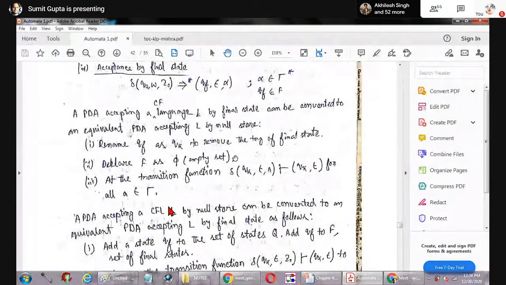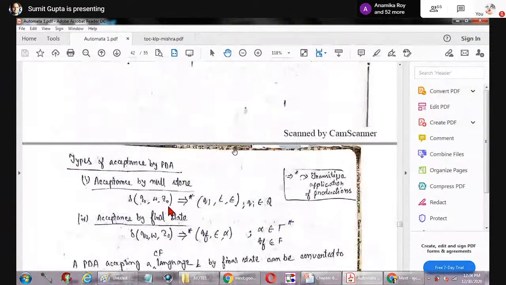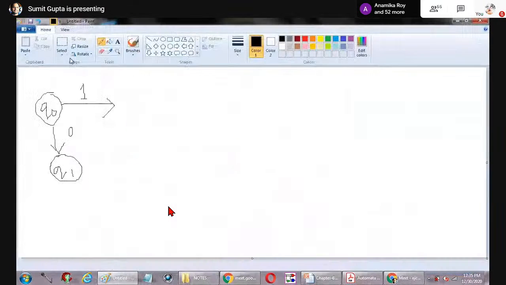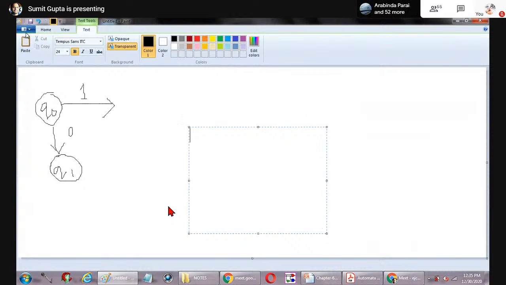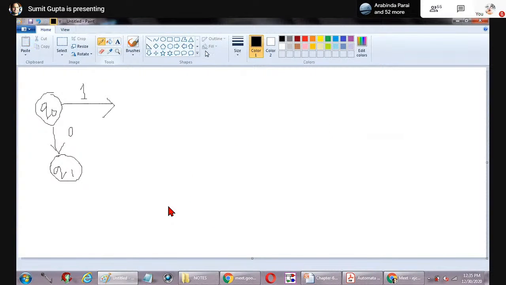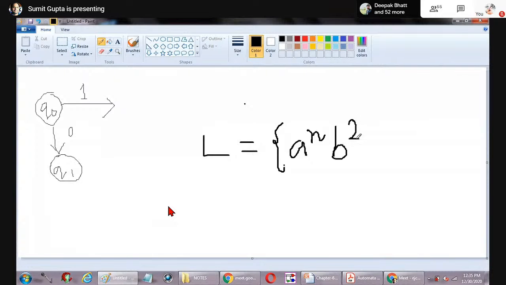Okay, let's see, some homework is given over here. Write one homework. Design a PDA capital M to accept the language L equals A to the power N, B to the power 2N, A to the power N, B to the power 2N, such that N greater than or equal to 1.